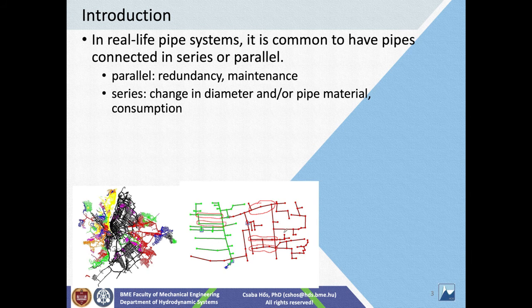Now clearly, in this course we are not dealing with such complicated pipeline systems. However, we typically use parallel connection if we want to ensure redundancy or maintenance. So if one of the pipes is broken or you have to maintain it, you have to shut it out, then still there's another one which you can use. In the case of series connection, the most typical case is when there is a change in the diameter or a change in the pipe material, or as in this case, there is a consumption in between the two pipes, and hence the flow rate is different.